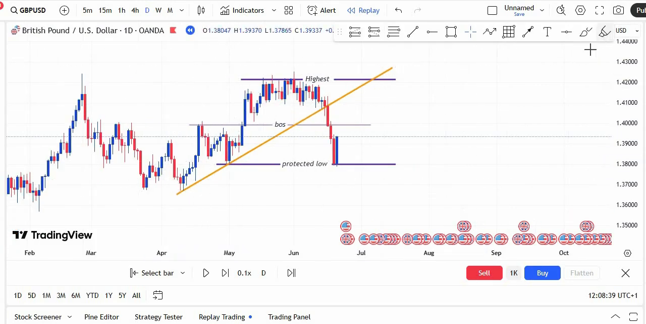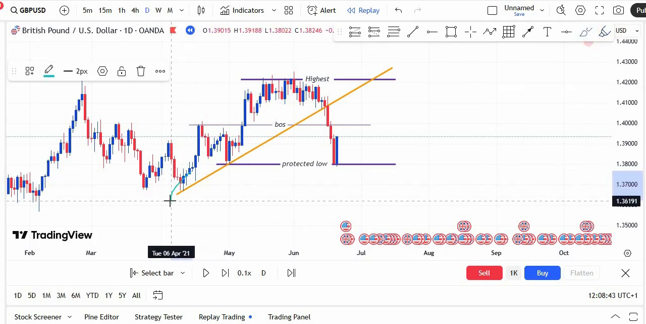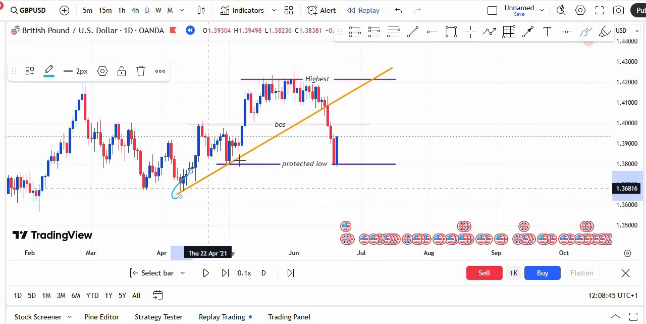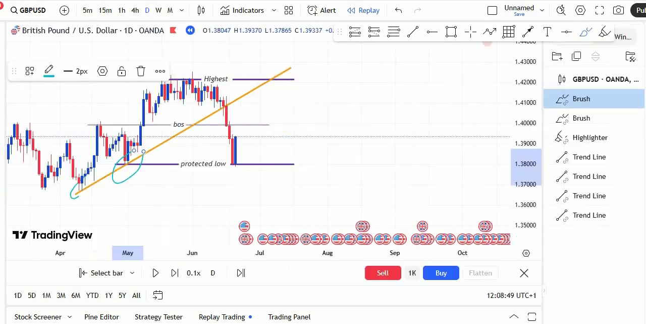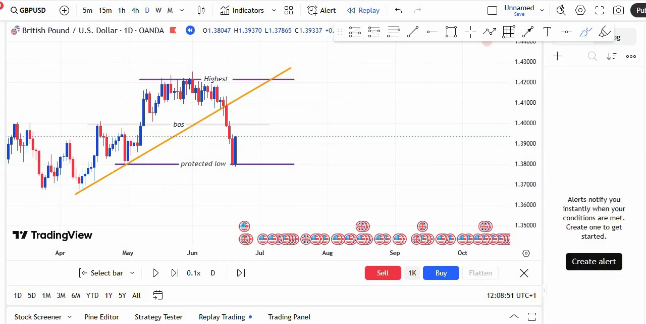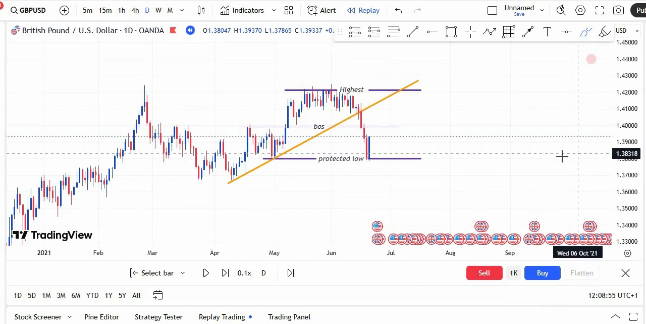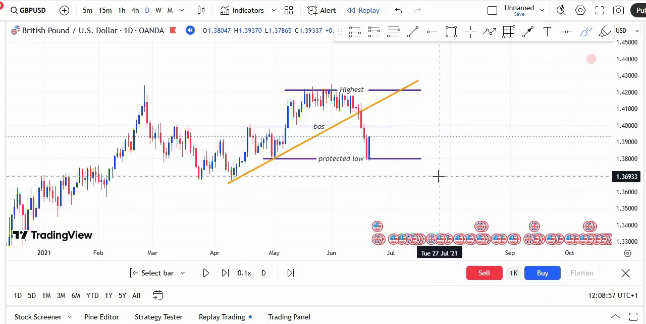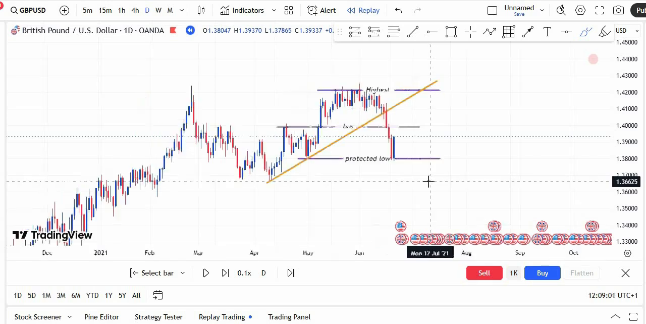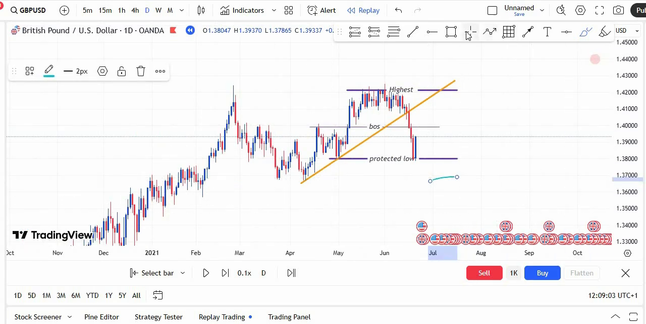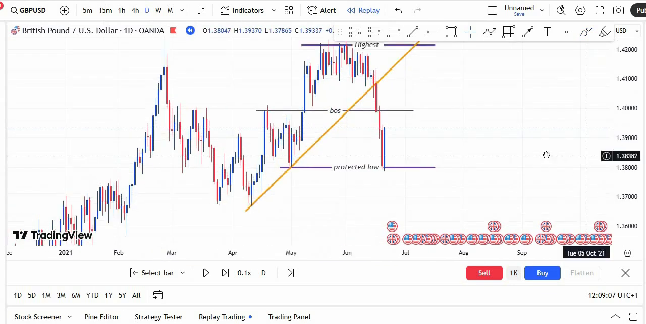The first time it was respected, it was here. The second time it was respected, it was also here. I guess you get what I'm talking about. So understanding market structure is key in this forex market. If you don't understand market structure, I can bet you aren't going anywhere. So now we have a protected low which was now retested.